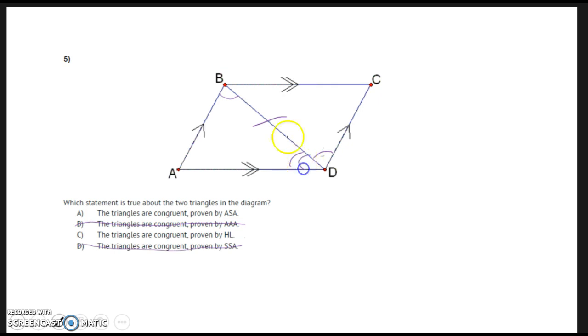Likewise, there's another set of alternate interior angles with CBD and BDA. So now, as you look at these triangles, we have angle 1, side, angle 2, and then angle 1, side, angle 2. Those triangles are congruent, so proven by angle, side, angle.